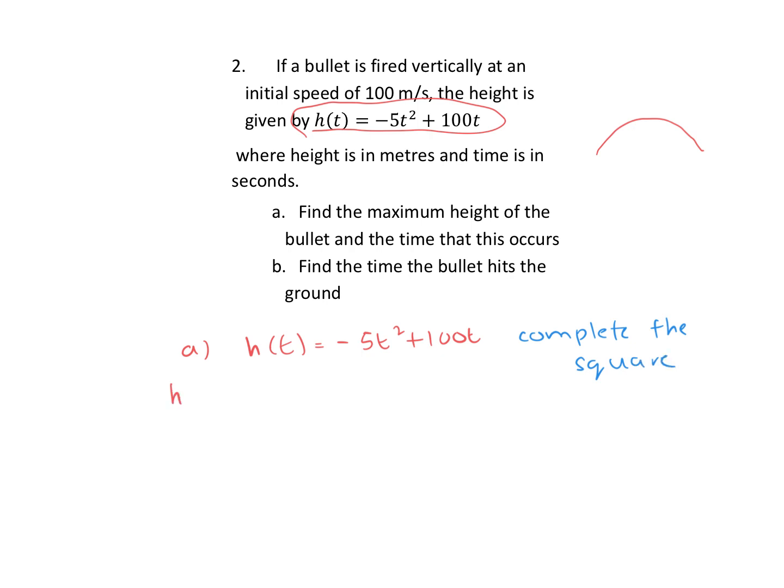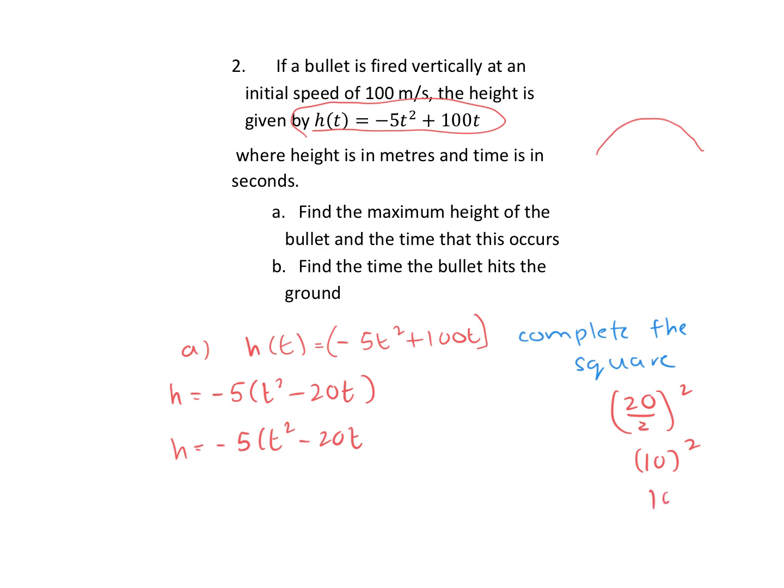So because it has a coefficient, I'm going to factor out the coefficient of -5 out of both terms. Oh, that's a t. So 100 divided by -5 is -20. Then we're going to figure out the number that makes that a perfect square. So we're going to take 20 and divide by 2 and then square it. So 20 divided by 2 is 10, and then squared is 100.